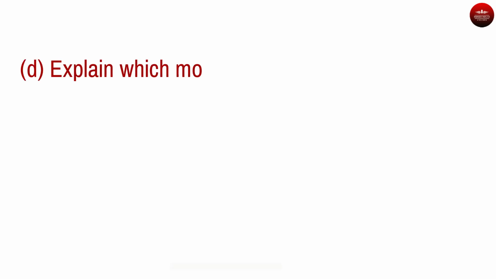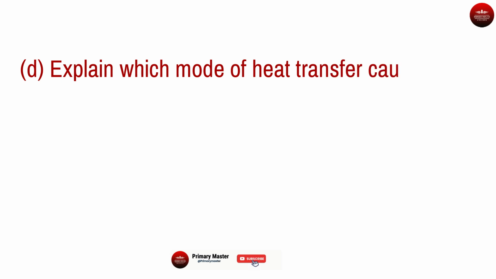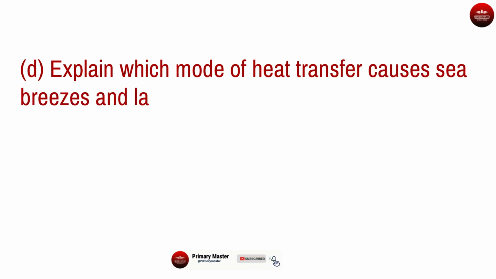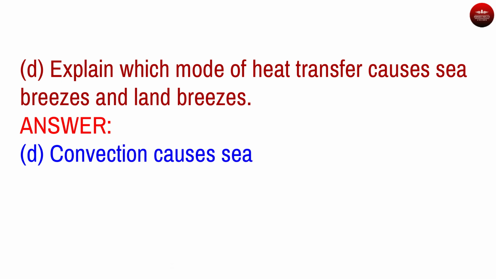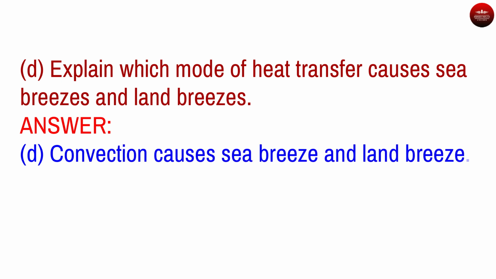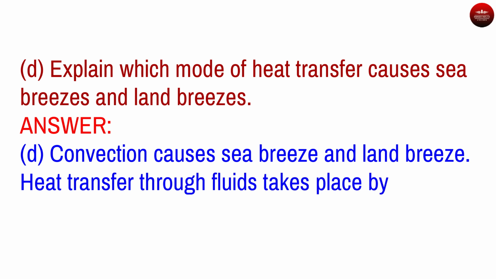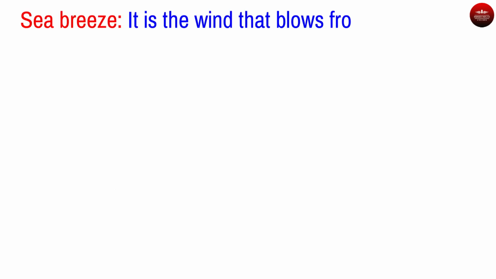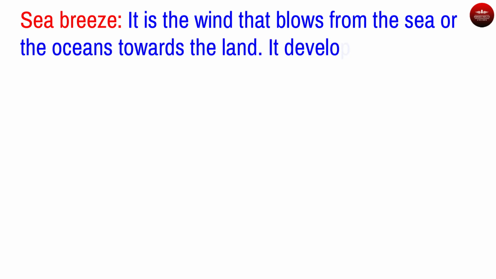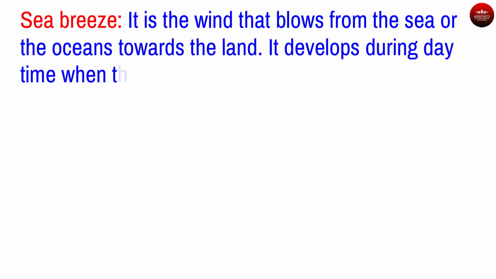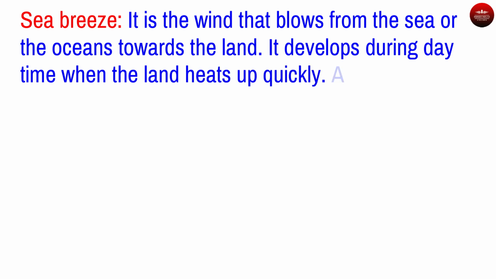D. Explain which mode of heat transfer causes sea breezes and land breezes. Answer. D. Convection causes sea breeze and land breeze. Heat transfer through fluids takes place by the process of convection. Sea breeze. It is the wind that blows from the sea or the oceans towards the land. It develops during daytime when the land heats up quickly.